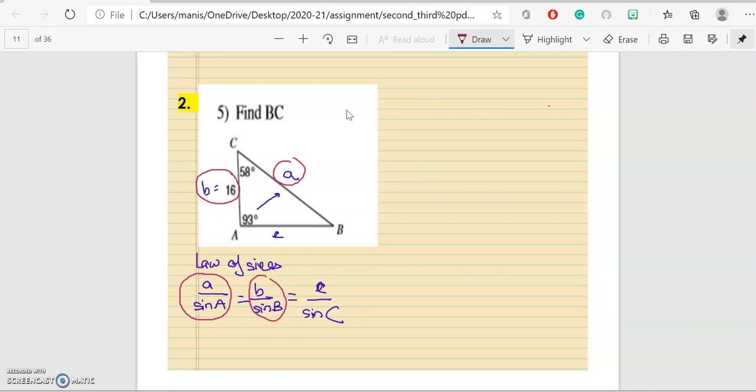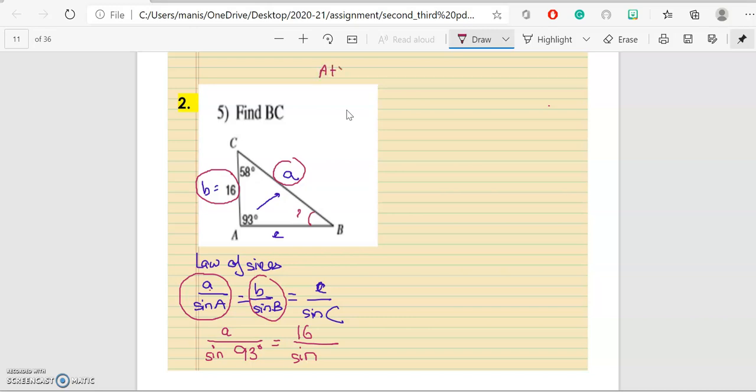So what we have to do next is substitute the values. What is the value of lowercase a? I don't know. What is my uppercase A? Sine of A is what? 93 degrees. Equal sign, what is lowercase b? 16. What about uppercase B? Oh, they did not give me this one. You know what is the formula?